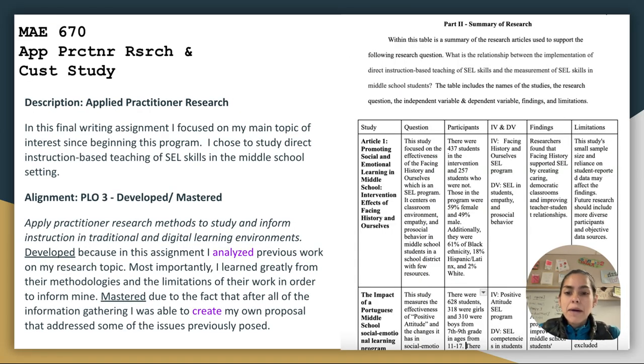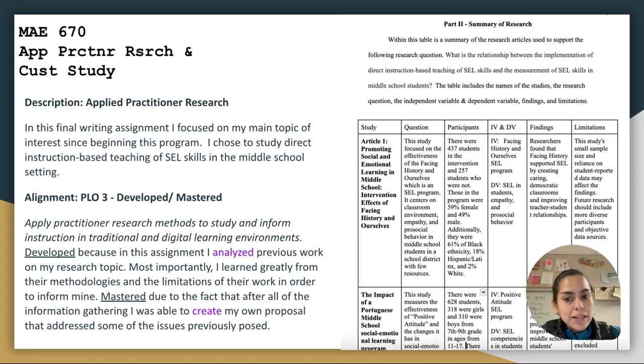And then finally, my last artifact is from this course, and it is the Applied Research Practitioner. In this final assignment, I again decided to go back to my MAE 610 research topic, and I wanted to look further into instruction-based teaching of SEL skills in the middle school setting. This was not just one article, as we had reviewed before. This took 5 articles in which we broke down the question, the participants, the variables, the findings, and the limitations.